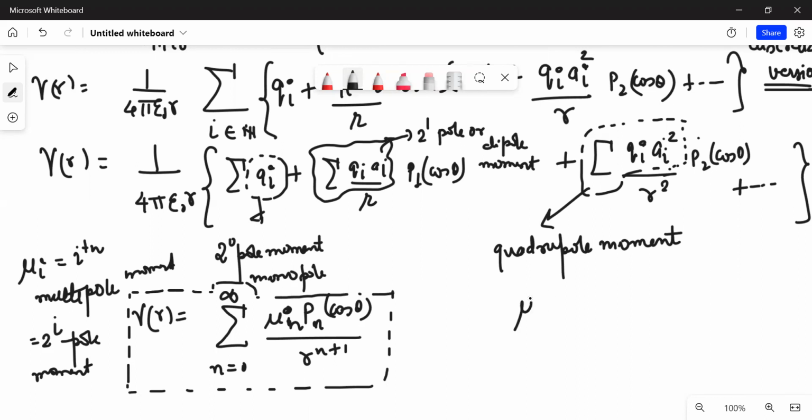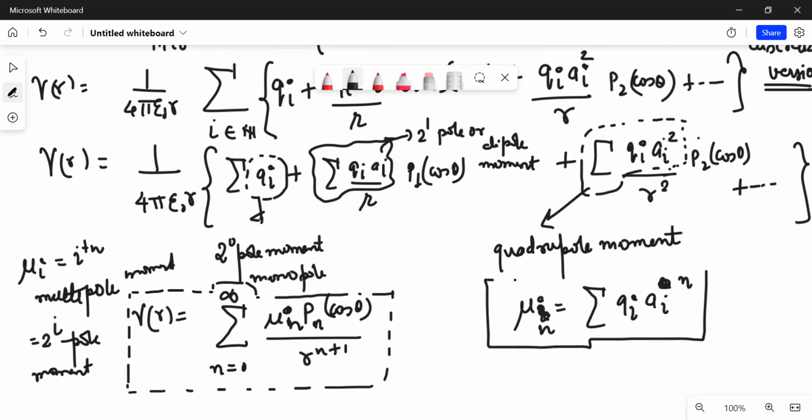ये mu n समझ पा रहे हो? This mu n is, या फिर mu I को मैं लिख दे रहा हूँ summation qi into ai की power n. I'll write mu n. ओके, थोड़ा ध्यान से देखो, यहाँ ai है, यहाँ ai स्क्वायर है, या ai की पावर 0. Is that clear? फटाफट बोलो बेटा. हाँ भैया. दिस इज mu0, दिस इज mu1, दिस इज mu2. सो उस सेंस में कह रहा हूँ.